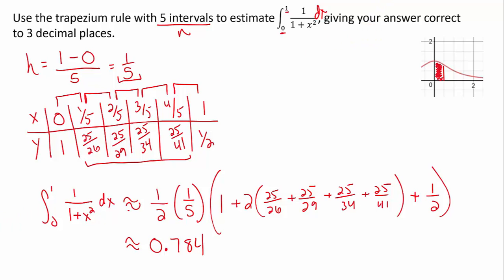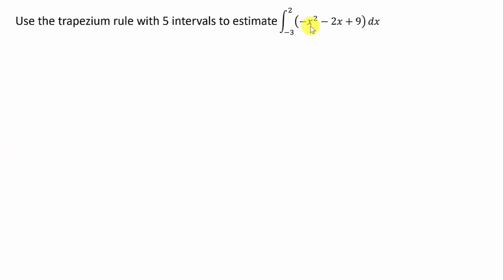Okay, let's look at the next one. So again, this one's fairly simple. You guys know how to integrate this and evaluate, but we're going to use the trapezium rule with 5 intervals to estimate it. So again, we happen to have 5 intervals again, but you're always going to do h is equal to your top bound minus your lower bound divided by the number of intervals that you want. And so this is going to give us 1, so that's a nice number. 2 minus -3 is 5, divided by 5 is 1.